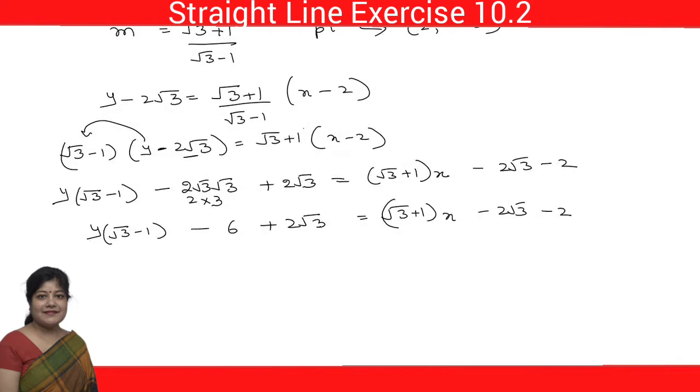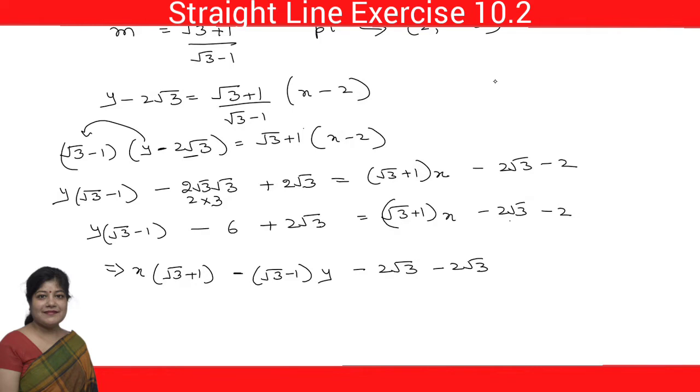I will take x and y on one side. So I will take all of them on the right hand side. Root 3 plus 1 x minus root 3 minus 1 y. Minus 2 root 3 minus 2 root 3. I think there's a problem. I think they must be cancelled.